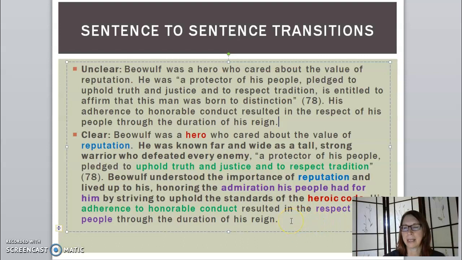So you can see that by adding explanation in between your sentences, and this is a little bit more advanced way of transitioning between ideas, it's not a simple transitional phrase, but it's a connection of ideas as well. And it makes the writing much more smooth. It makes it flow. You can also see that there are repetitive ideas too. It talks about Beowulf being a hero and the heroic code. It talks about reputation both times. It talks about upholding truth and justice and adherence to honorable conduct. And then also the admiration his people had for him and the respect of his people.